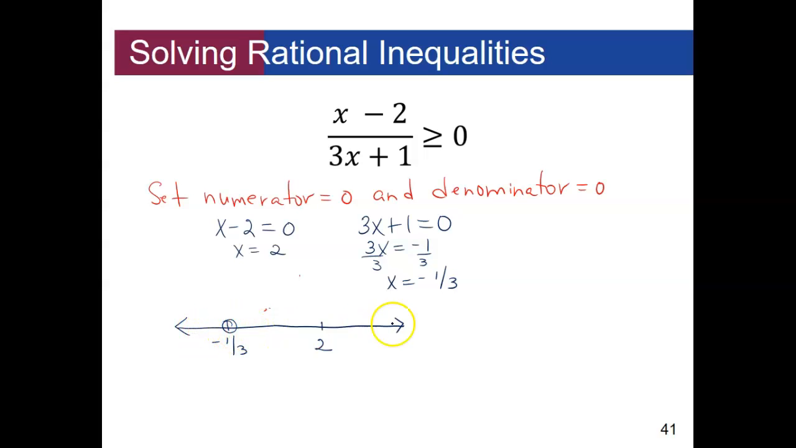Okay, so this cuts this into 3 intervals. The first interval is negative infinity to negative 1/3. We have negative 1/3 to 2, and then we have 2 to infinity. Okay, so a test point here might be negative 1, here may be 0, and here may be 3. Okay, so we're going to take the x minus 2, and we're going to take the 3x plus 1, and then we're going to take the 2 together.